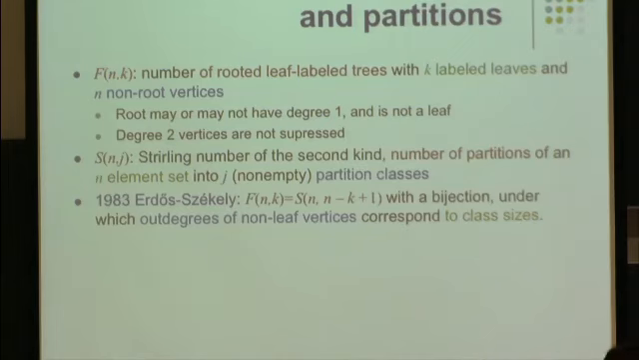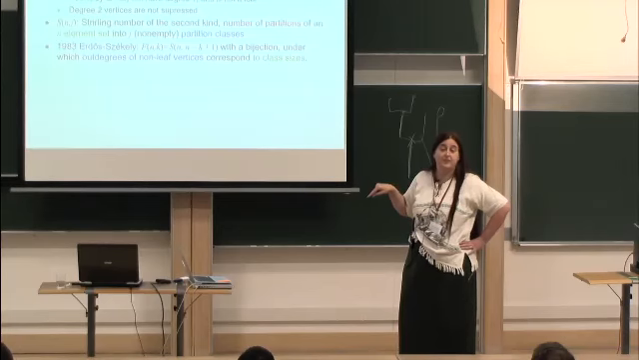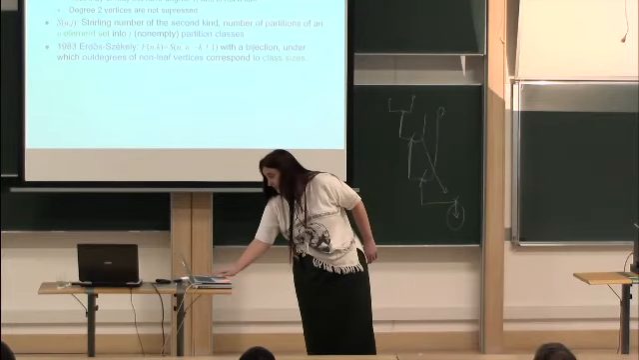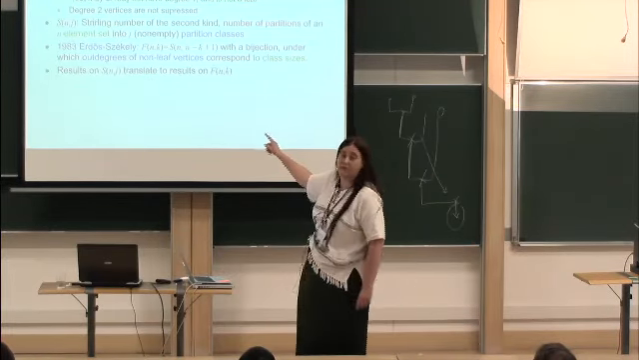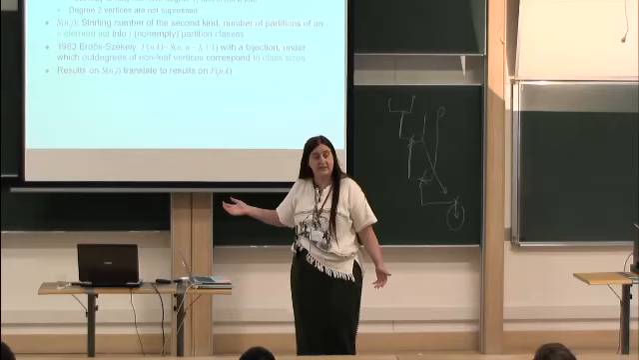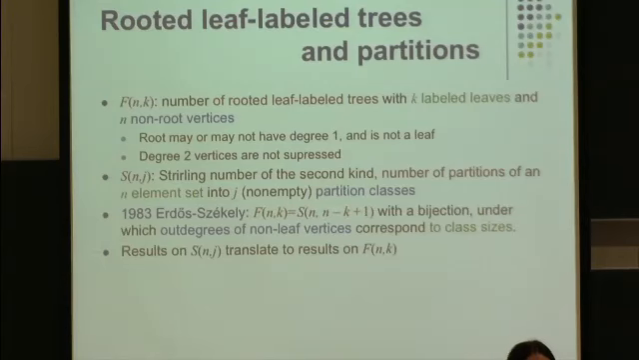In 1983, Erdős and Székely proved that those two numbers are the same, f(n,k) and S_n(n-k+1), using a bijection. And very importantly, under this bijection, all degrees of non-leaf vertices correspond to precisely the class size. And I want to use that later. That in particular means that if you have results, for example, on the distribution of the Stirling numbers of the second kind, it also translates to the distribution of those rooted leaf-labeled trees.